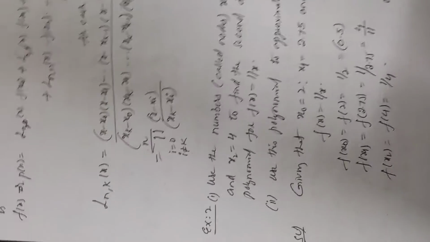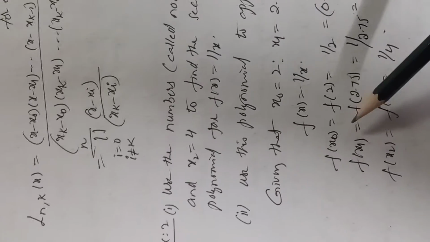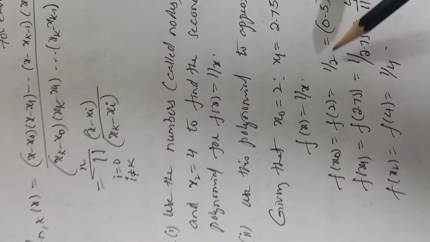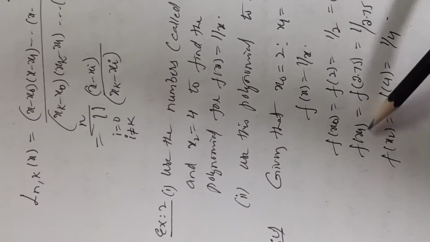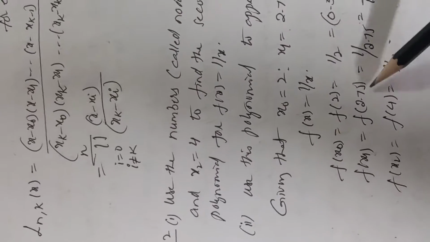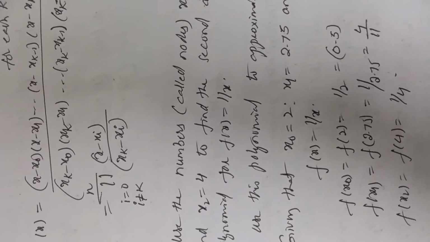That means using the x values, we have to find the corresponding function values. When x0 is equal to the given value 2, f of 2 is 1 by 2, that is 0.5. Simply write 1 by 2 only. F of x1, what is x1? 2.75. F of 2.75 is equal to 1 by 2.75. If you simplify the sum, you get 4 by 11.